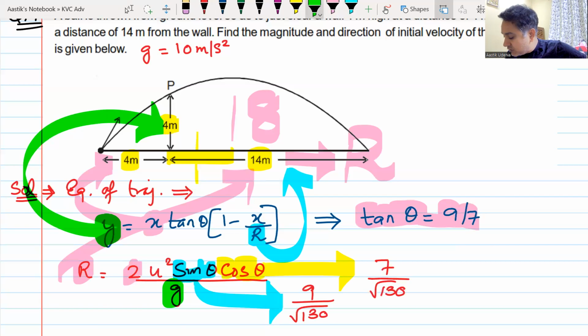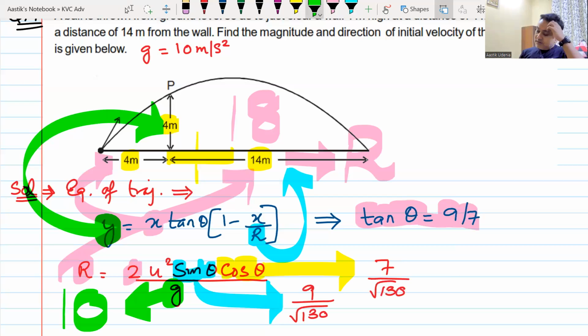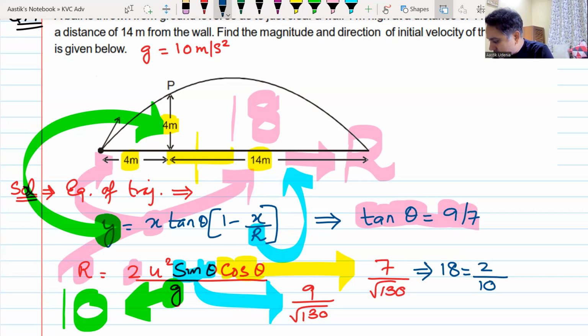The value of G is already given as 10. Rest you can easily calculate. So I can just write it here. This implies 18 is equal to 2 by 10 u square 9 into 7 divided by 130. Are you getting me, everyone?